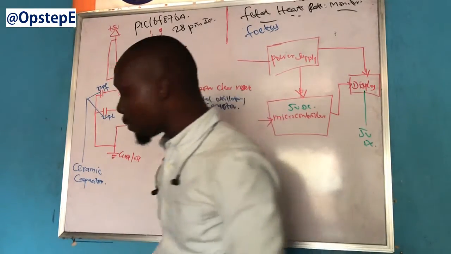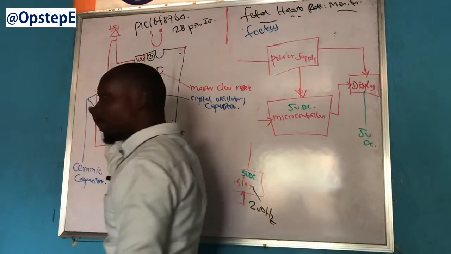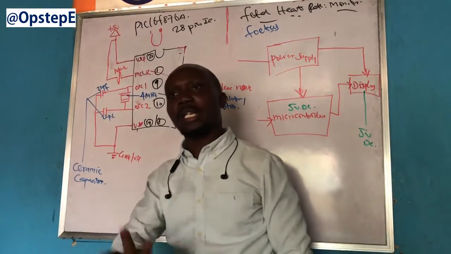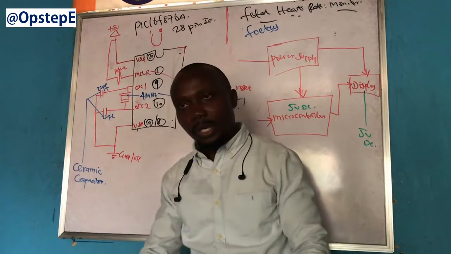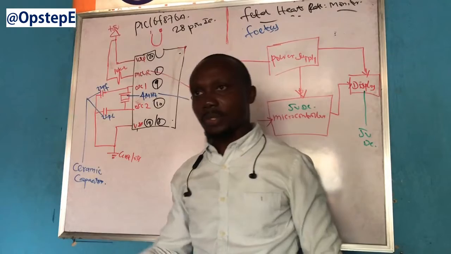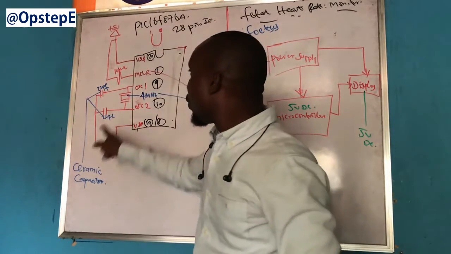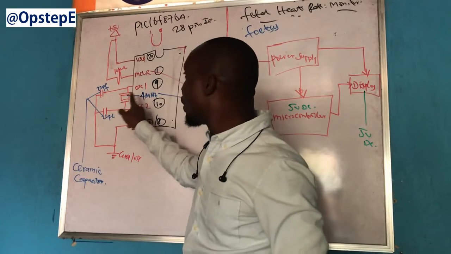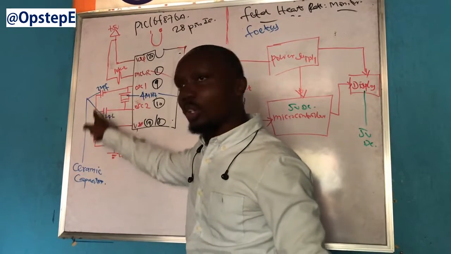Now please look, this is key. Both the crystal oscillatory capacitor and these ceramic capacitors are examples of non-polarized capacitors. They're not polarized. The difference is that frequency is written on the crystal oscillator, while capacitance is what is written on the ceramic.